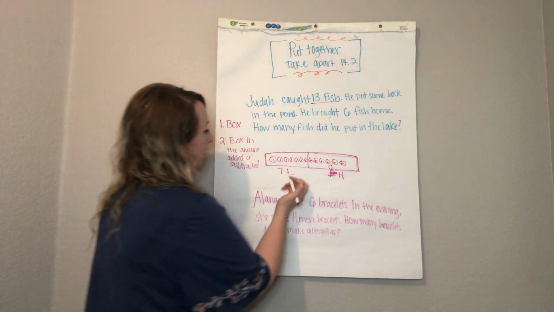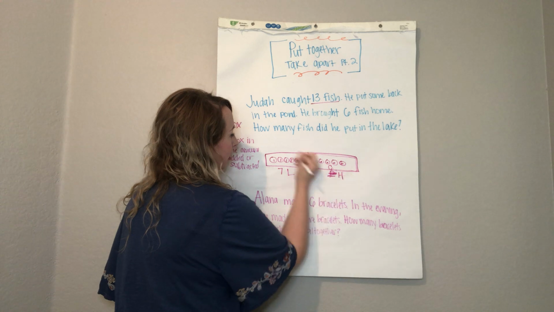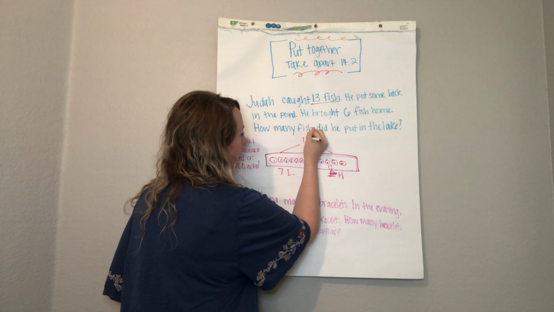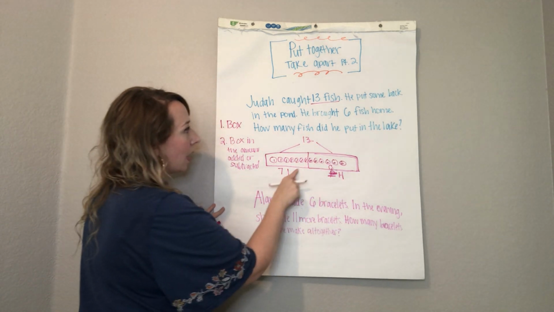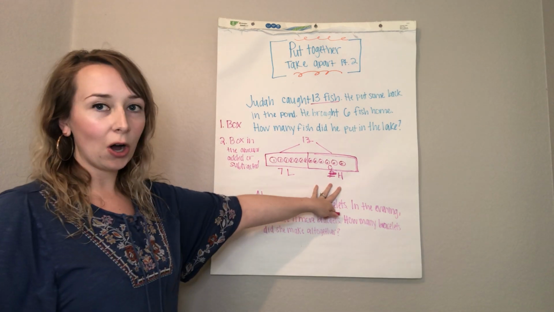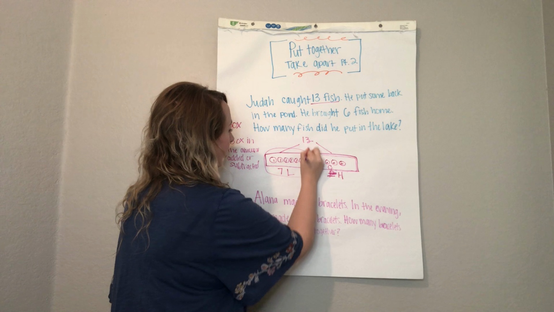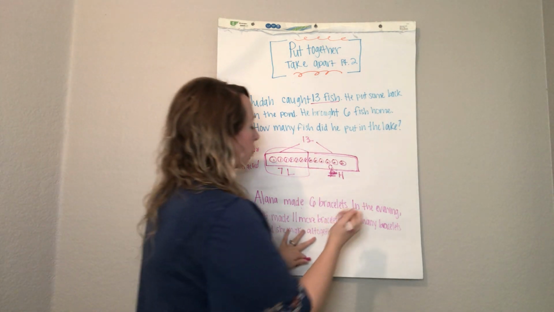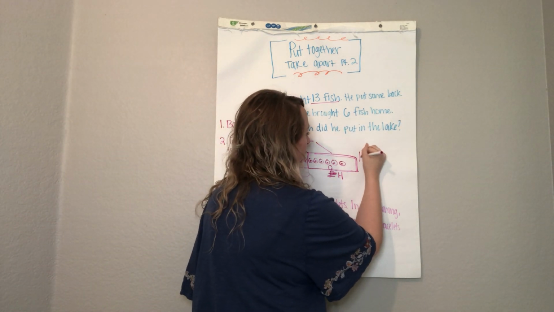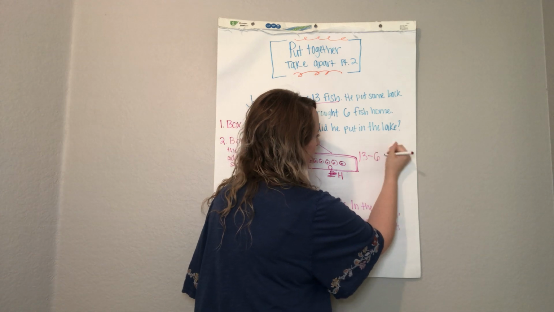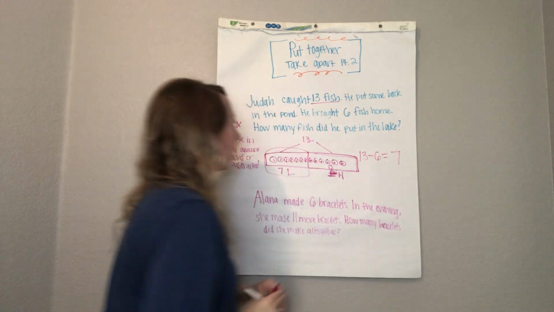So let's see here. We have 7 plus 6, that gives us 13 that was in the lake, minus the 6 he took home, which tells us that there are 7 that he put back. So when we write this as a problem, that means 13 minus 6 equals 7.